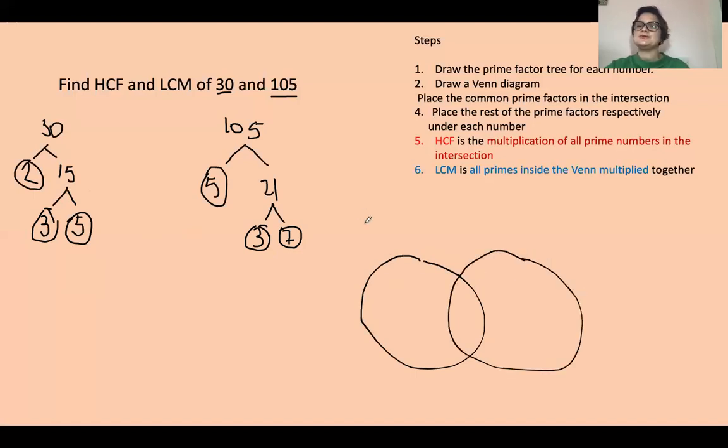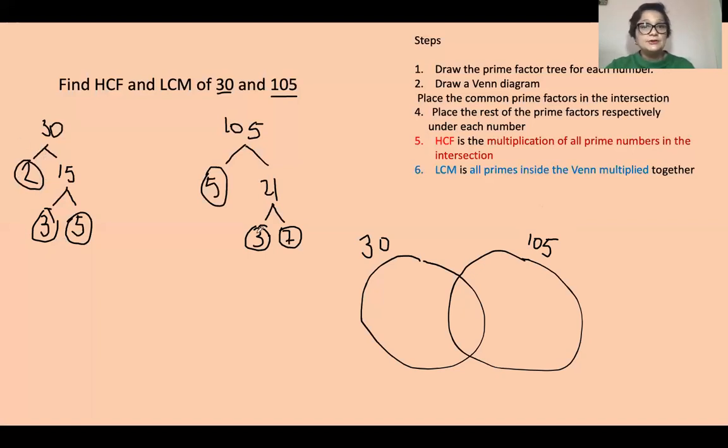Okay, we have two numbers, so we draw two circles. And then put 30 above the left part of the Venn and 105 above the next one. Then next step says place the common factors inside the intersection. Right, let's have a look at the common factors. I can see, let's begin with the first.